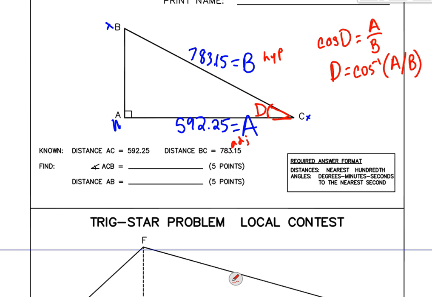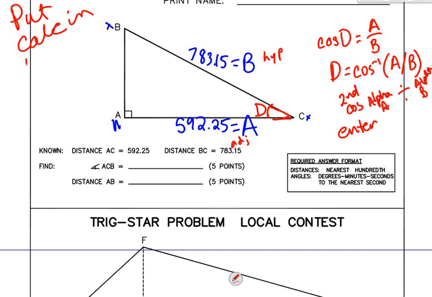Then on my calculator, I'm going to go second cosine, alpha A, divided by alpha B. Oh, darn. What did I forget to make sure? Well, just do that. Enter. Yes, enter. And I forgot the cardinal rule, which is to put the calculator in degrees.